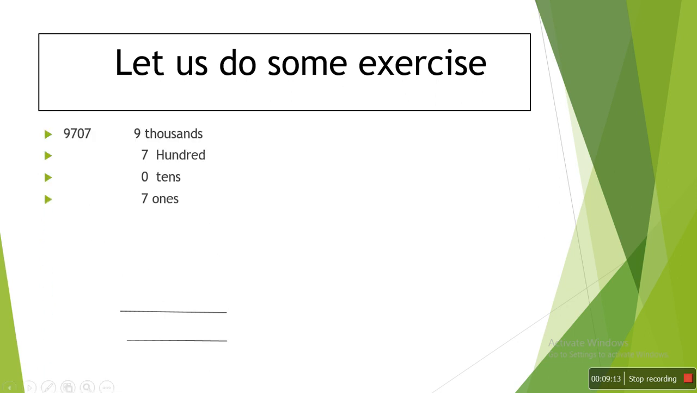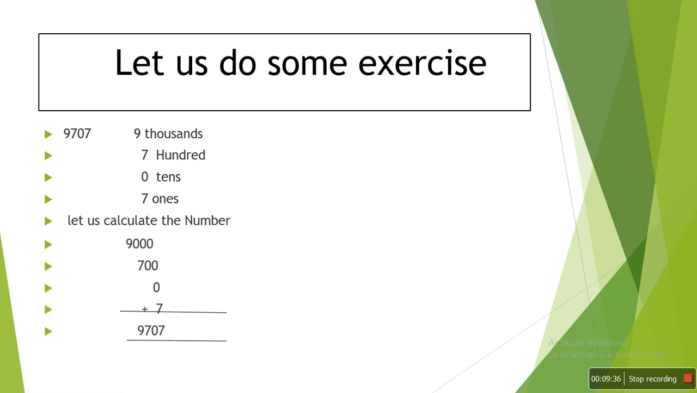This is another example, 9707. So 9 is situated in which place? 9 is situated in thousands place. And 7 is in which place? Hundreds place. And 0 is in which place? Tens place. And 7, again 7 is in which place? Ones place. So let us calculate the number.